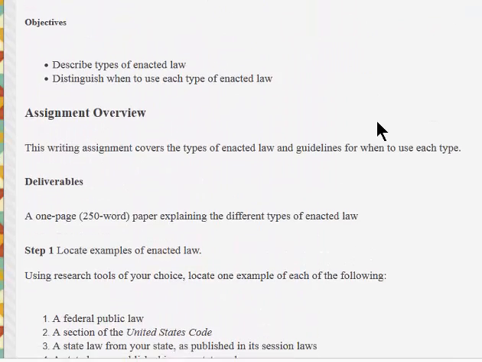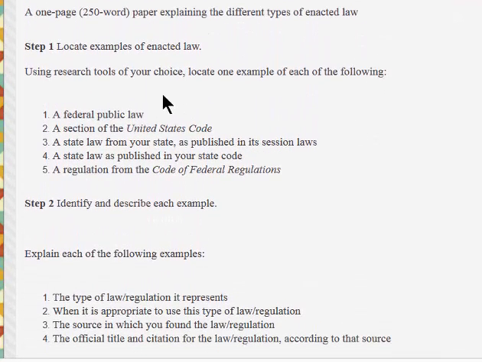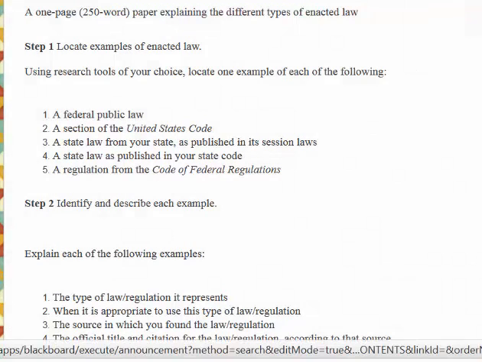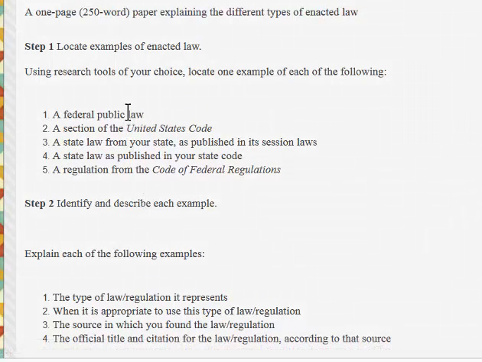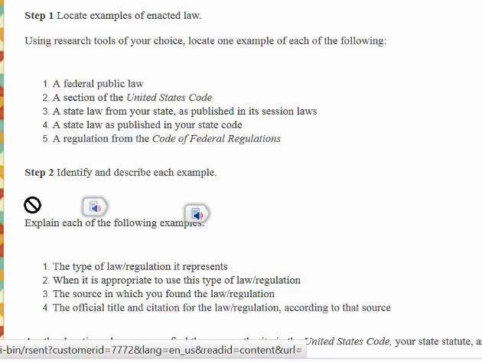This assignment is about enacted law. You're going to cover the types of enacted law and guidelines for when to use each type. In the paper, you're going to begin by locating an example of these 5 examples of enacted law, and you should cite to it. Then you're going to identify and describe each example.